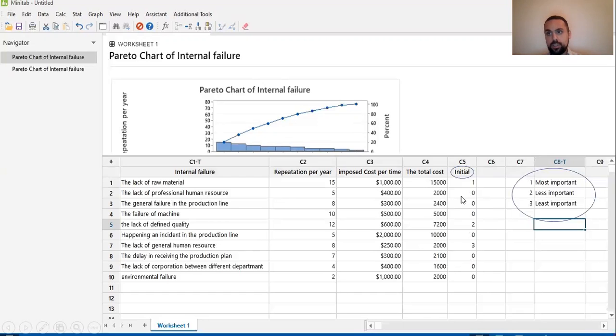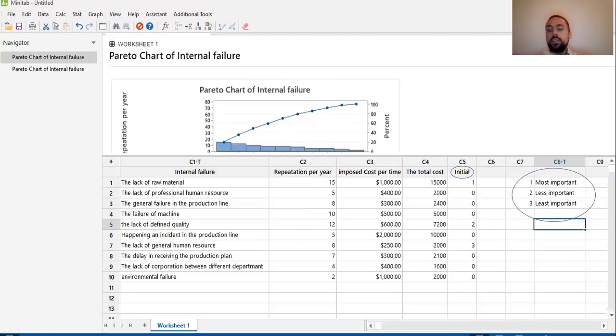Please pay attention. Here, my variables depend on each other because total cost is equal to a multiple of the repetition per year and imposed cost per time. But it's possible. You can use different variables, different characteristics which are independent from each other.